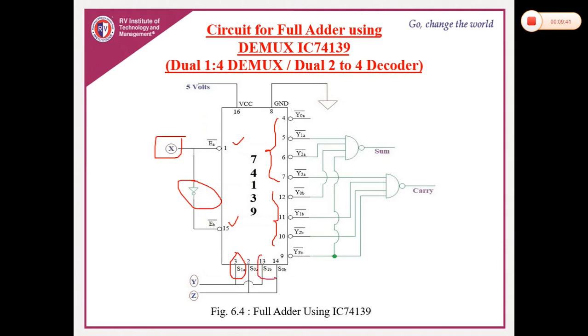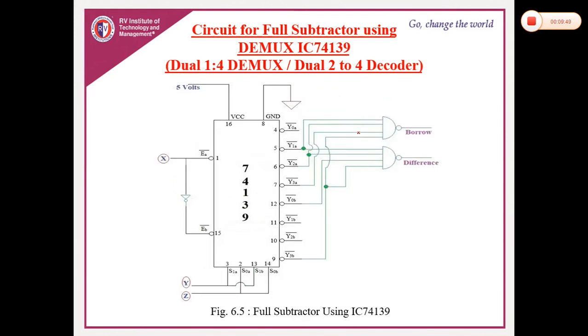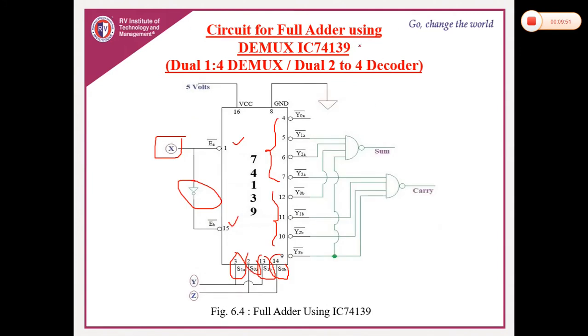And Y and Z, you have to be careful. S1A and S1B act as the Y input. S0A and S0B act as the Z input. So this is all about the circuit for the full adder using this 74139 dual-purpose IC.